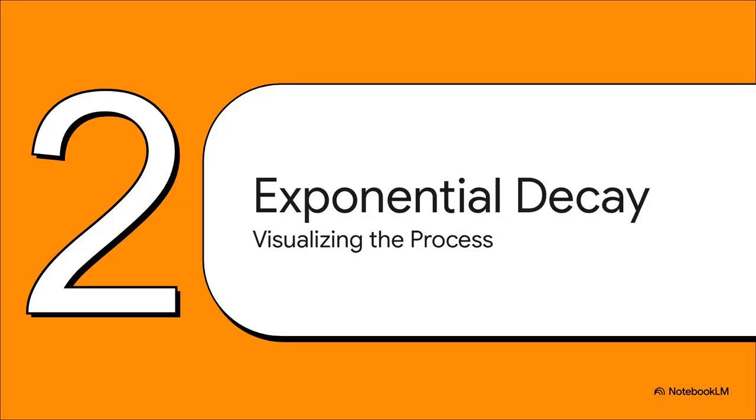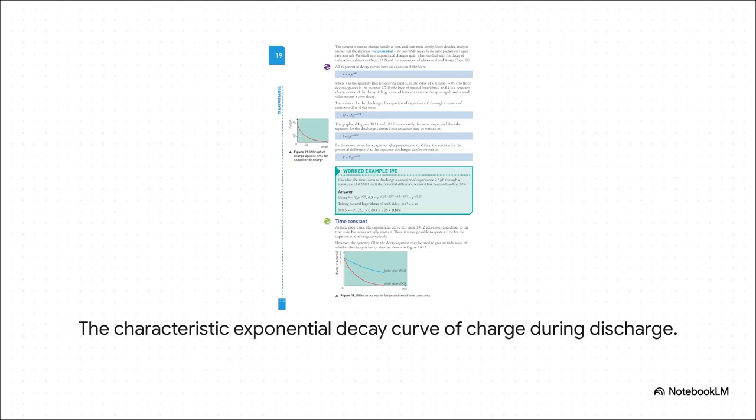Now, this whole slowing down process creates a really specific, really predictable pattern when you graph it. Let's take a look at what that is. And there it is. This graph shows exactly what we were just talking about. See how steep it is at the beginning? That's the charge dropping super fast when that repulsive force is at its strongest. But then, as the charge runs out, the curve starts to flatten. The discharge rate is slowing way down. This classic shape has a name. It's called an exponential decay curve.